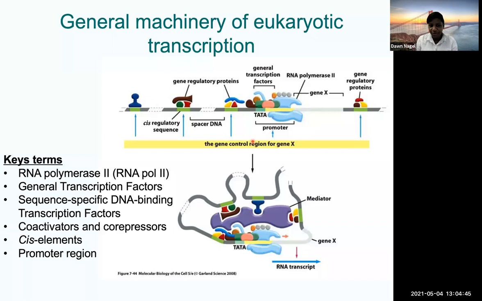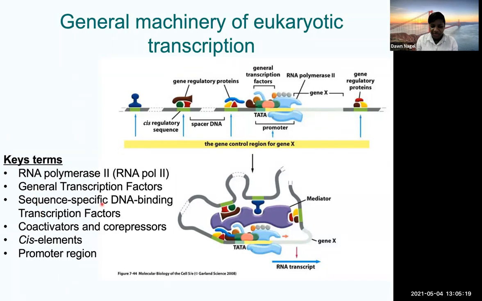Upstream of that gene, you have regions within the DNA that are important for regulating the expression of that gene. And the key factor, like bacteria, is RNA polymerase. Here is RNA polymerase 2, which we'll talk about. You need additional regulatory elements. So you need general transcription factors. These general transcription factors are important for getting the polymerase where it needs to be to start transcribing that gene.